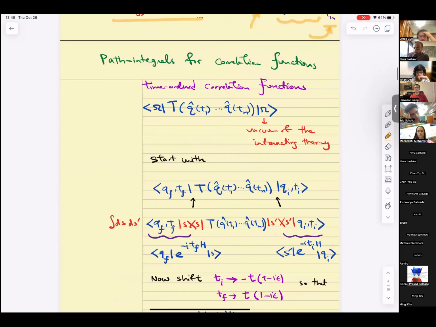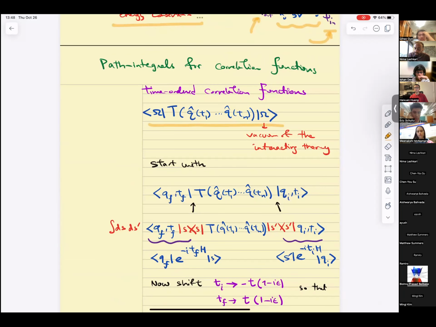So now I'm asking, if I'm only interested in the expectation value of the following time-ordered operator in the vacuum, I don't want to know about matrix elements of this in between some initial state I prepared and some final state. I just want to know what is the vacuum expectation value of this observable. How do I calculate that using path integrals? There's a beautiful trick. Is it clear what we're going to do? Good.